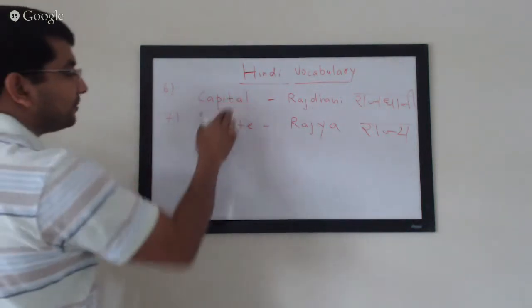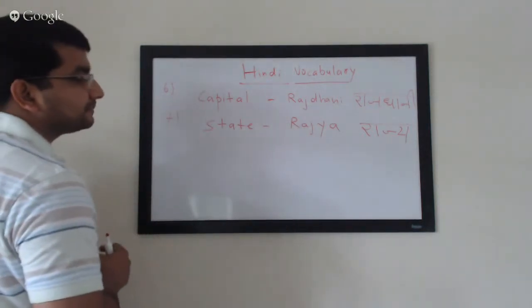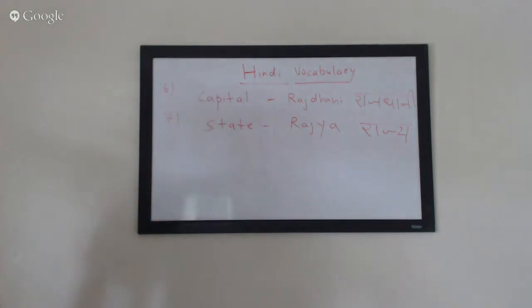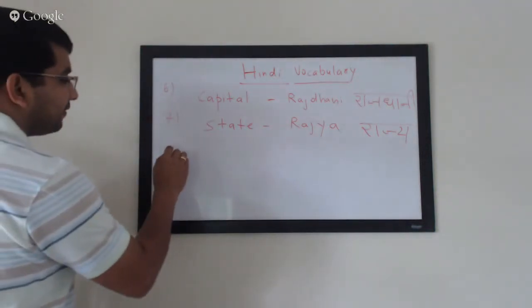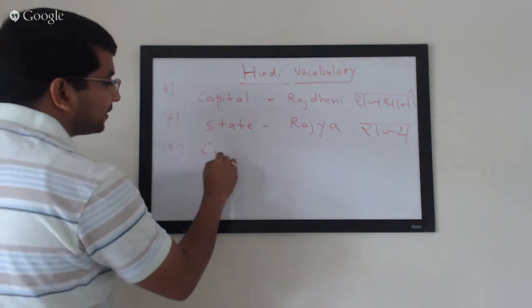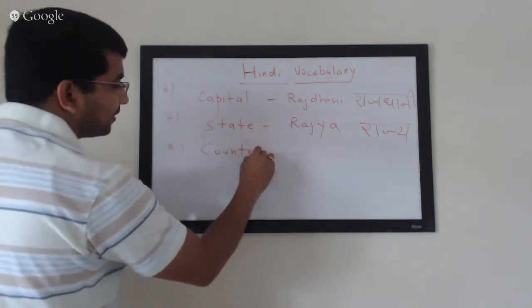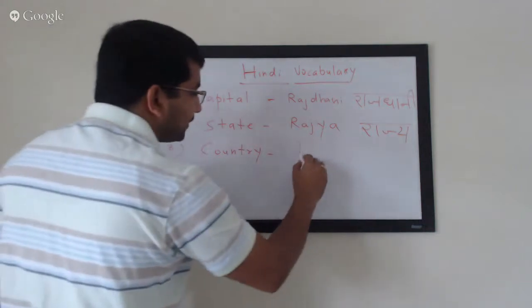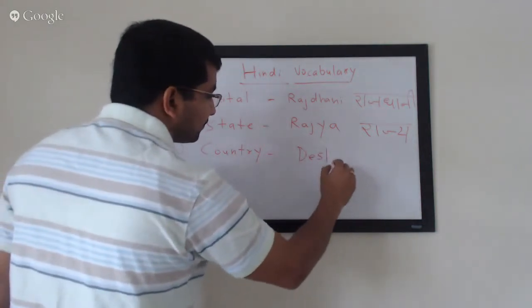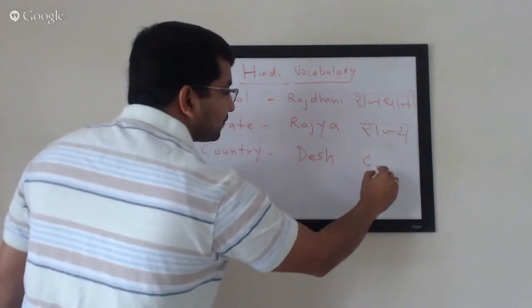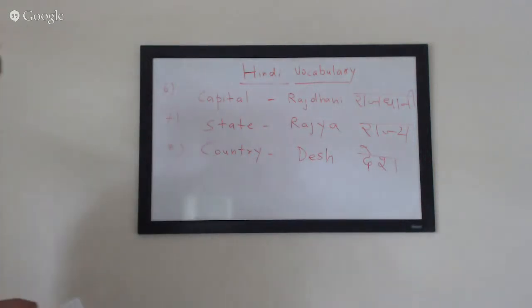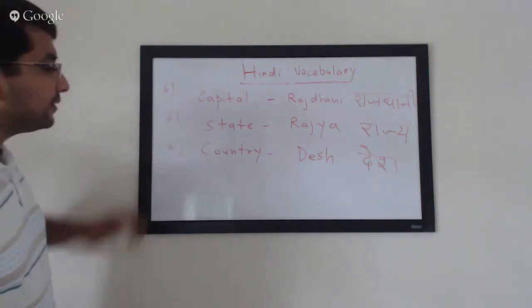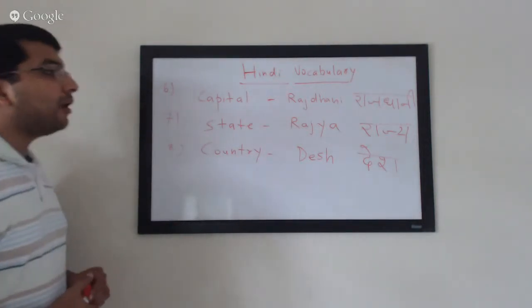Okay. So the state is usually bigger than your city or capital, right? So a state usually has a capital. State is known as Rajya. The next one I have is country. Country is Desh. Desh. Okay. So far we have seen 8 vocabulary words which are related to demographics.